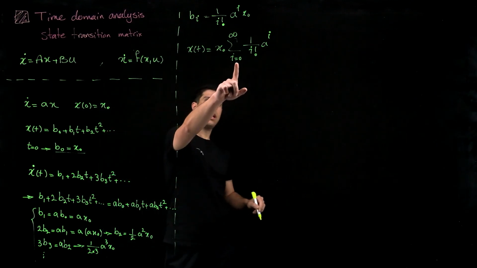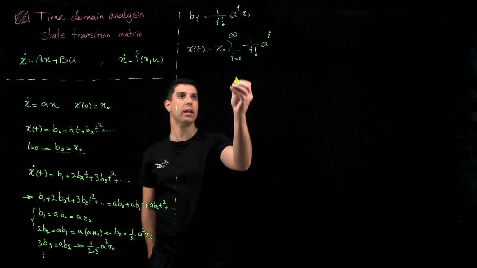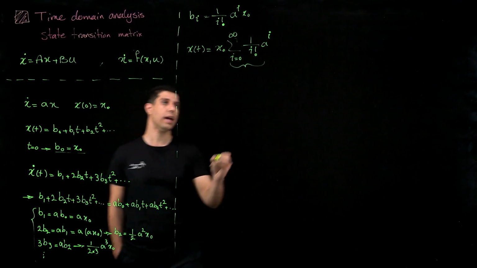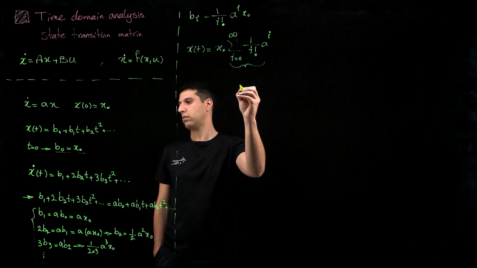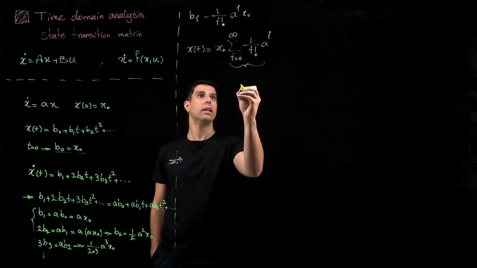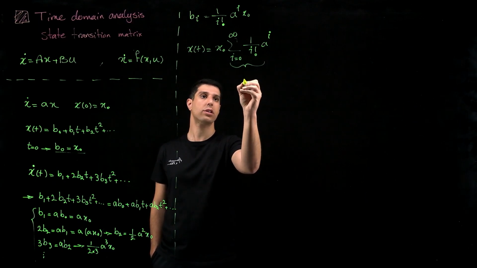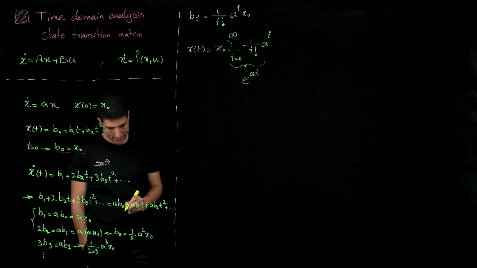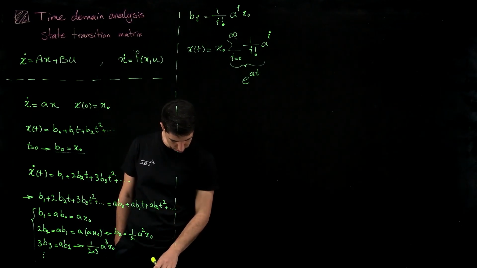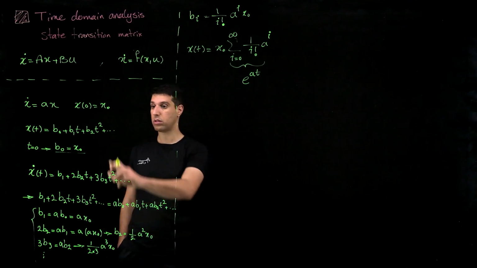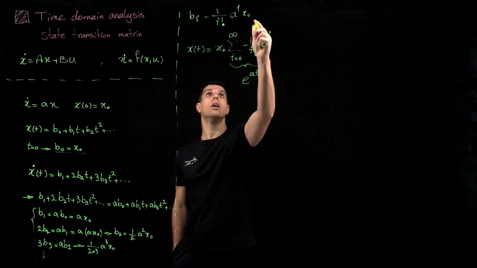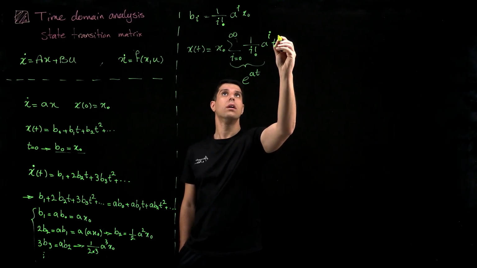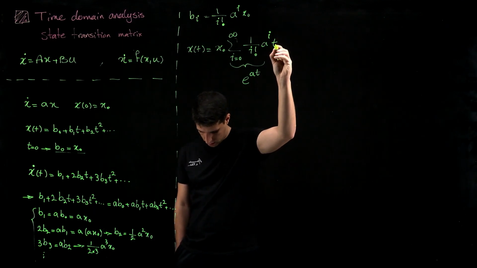And this is a familiar term. If you remember, this is the Taylor series expansion of e to the at. Let me double check, something looks not correct. Yes, I'm missing the t's. t to the i.